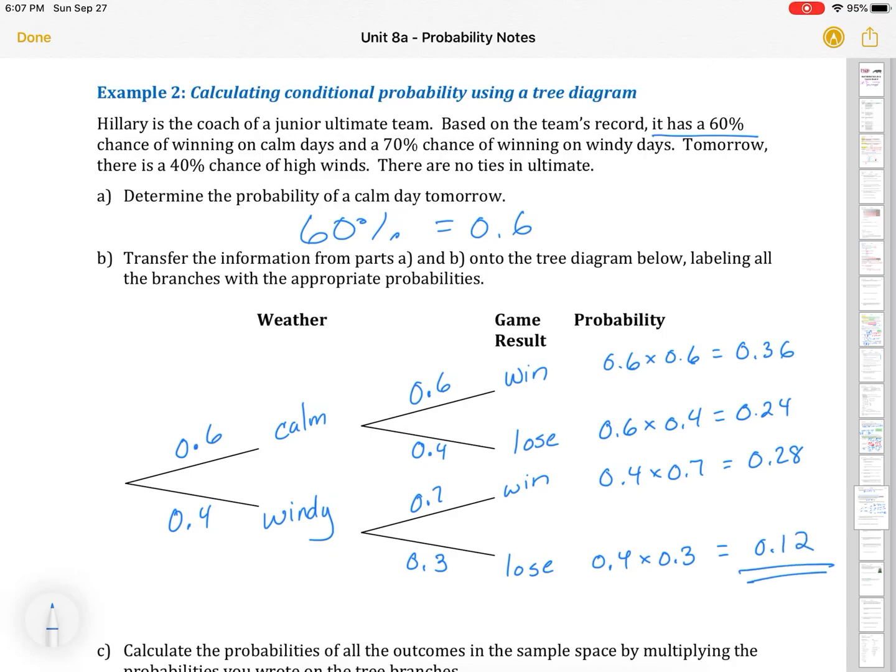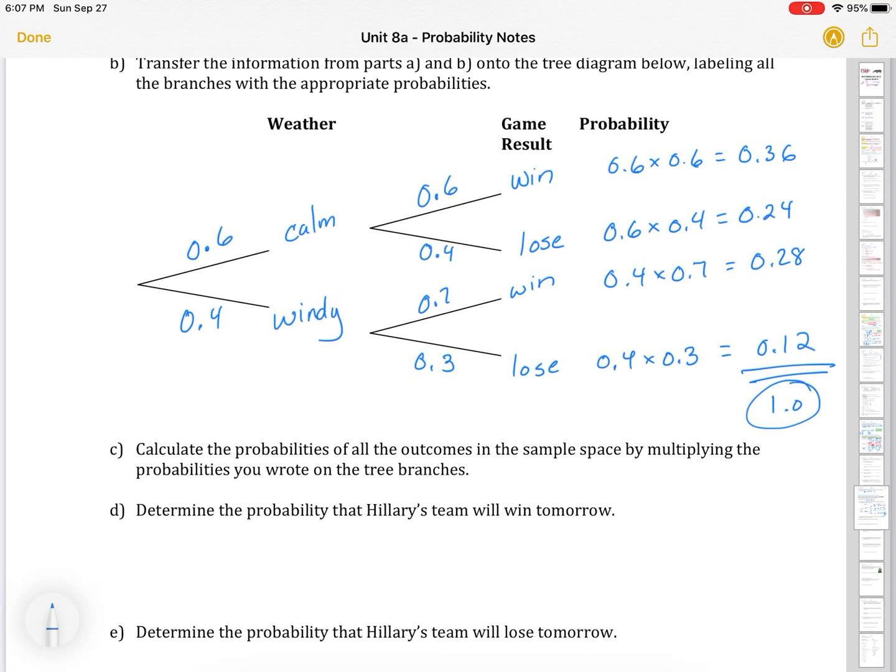Now here's the neat thing: you add all those up, it equals 1. All right? Because your probability always has to add up to 1. You can test that out. So we've done C. We've calculated all those probabilities. That's what we did up there, by multiplying what we got on the tree diagram. I think the big thing is that when you're given that one probability, like calm and windy, you know that the complements have to come into play. Win and lose, we've got a 0.6. That means the opposite will be 0.4.